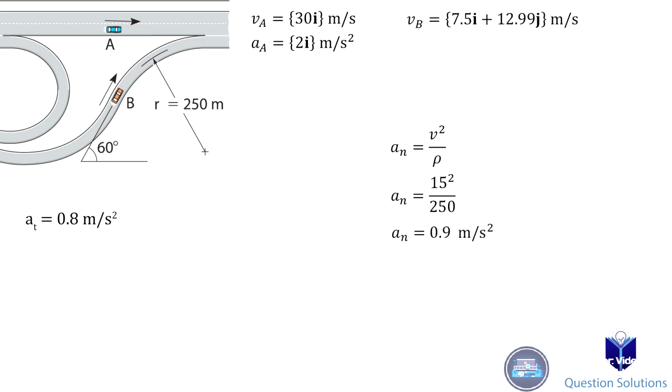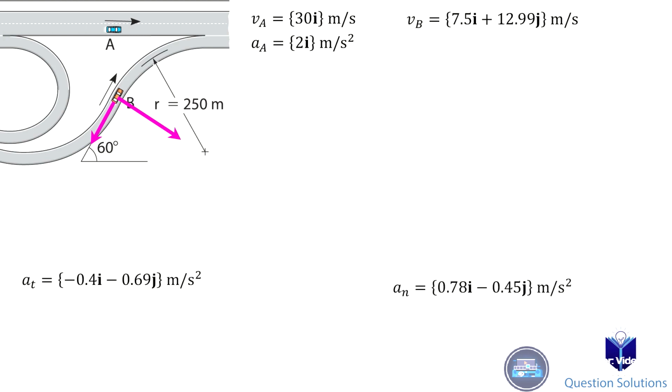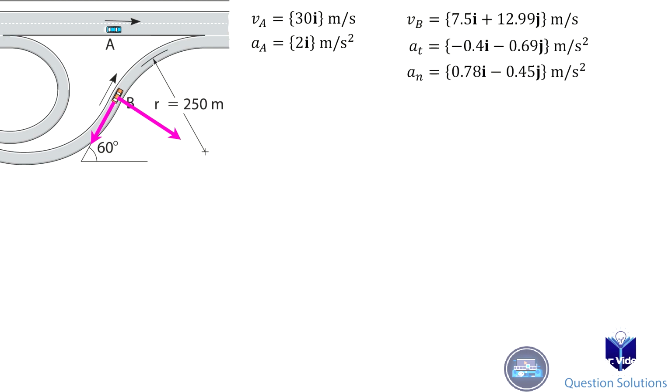Now we can express each of the accelerations in Cartesian form. So for each acceleration, we will write the i component and the j component. For the tangential acceleration, since it's slowing down, the arrow is pointing backwards, which means both components are negative. For the normal acceleration, it's pointing to the center of the curve, so we have one component that is positive and another that is negative. Let's simplify these. The total acceleration of car B is the addition of all of these components. Let's add the components together.